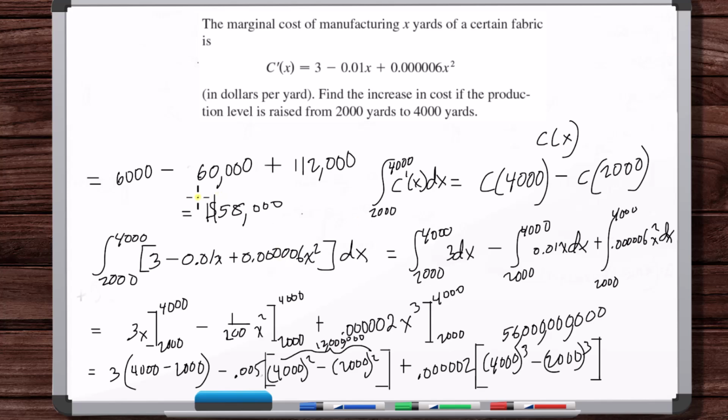So there you go. The increase in cost is $58,000, and we didn't have to get the full cost function. We did do the antiderivative, but we just did it straight from the definite integral, and we got this value. So if you take the cost function evaluated at 4,000 yards and subtract the cost function evaluated at 2,000 yards, that's $58,000.